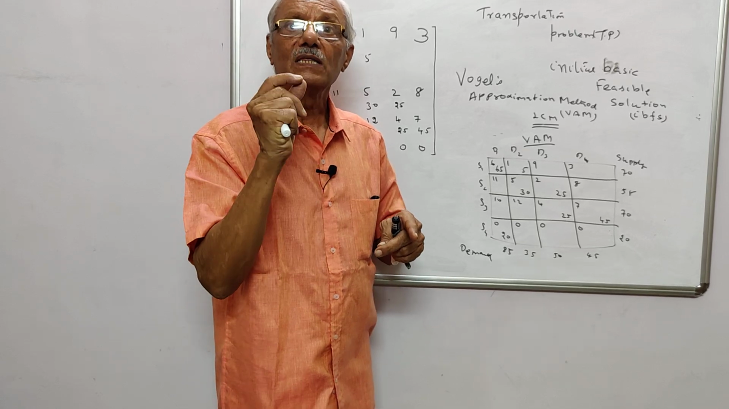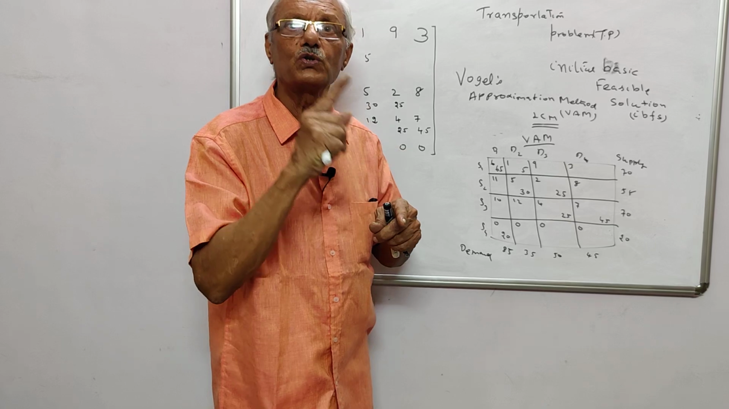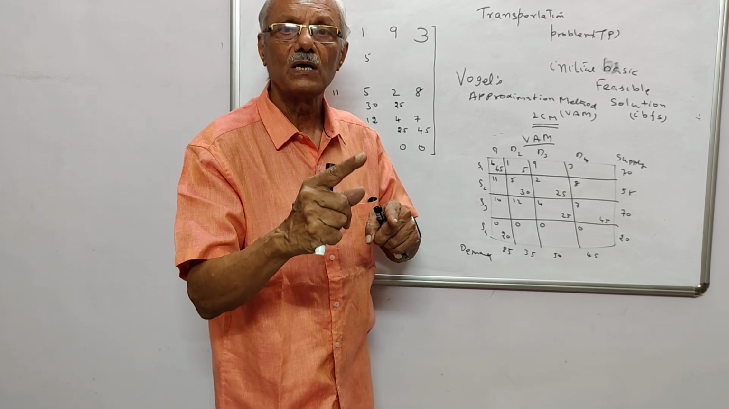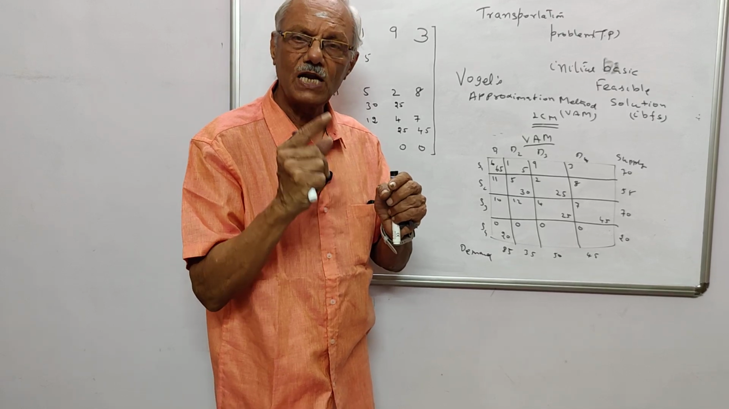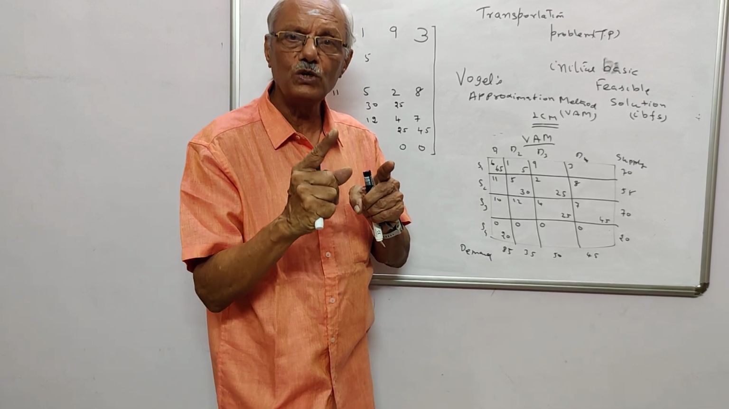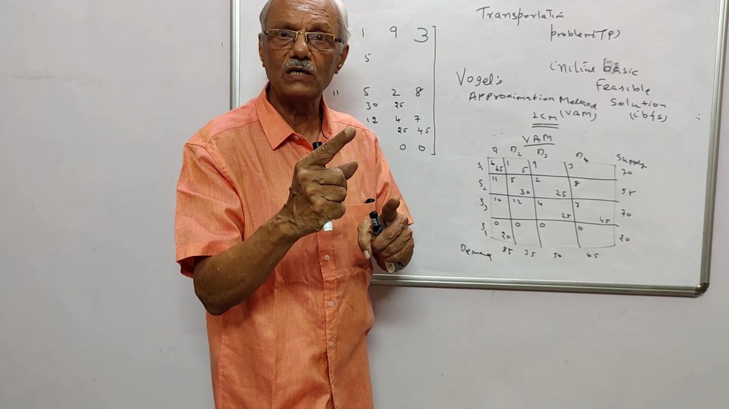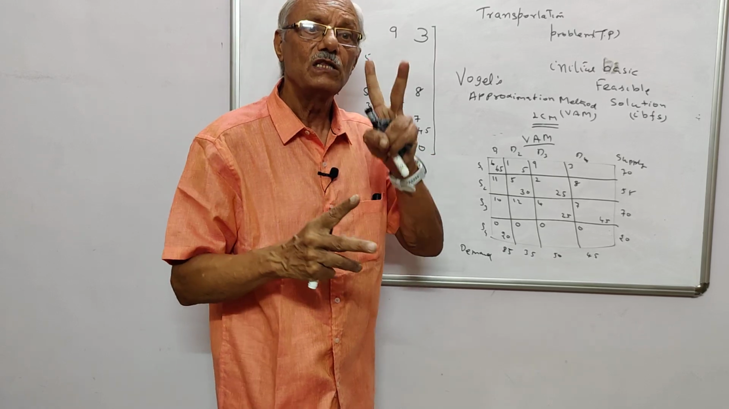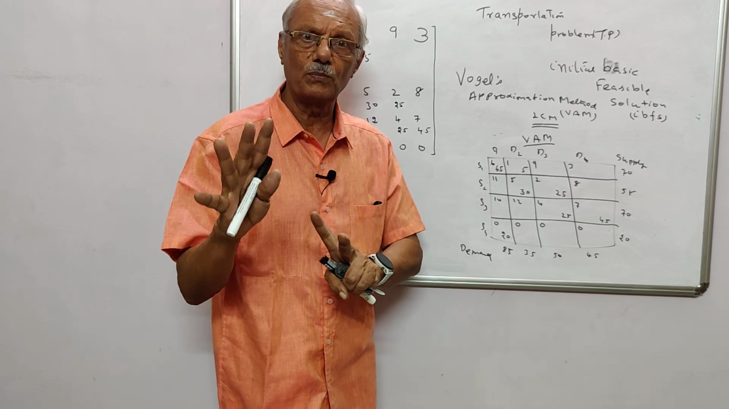The second thing is the unit cost of transportation from a source to a destination, which must be known in advance. That is, the cost of transporting one unit of the product from the source to a particular destination. These two are the prior requirements. Only then can you do the problem.